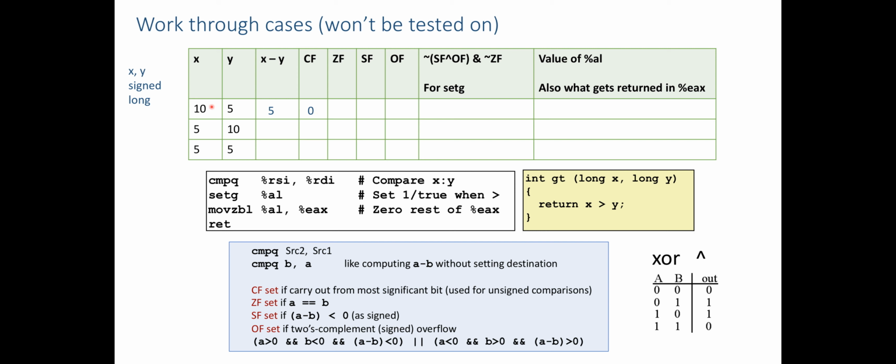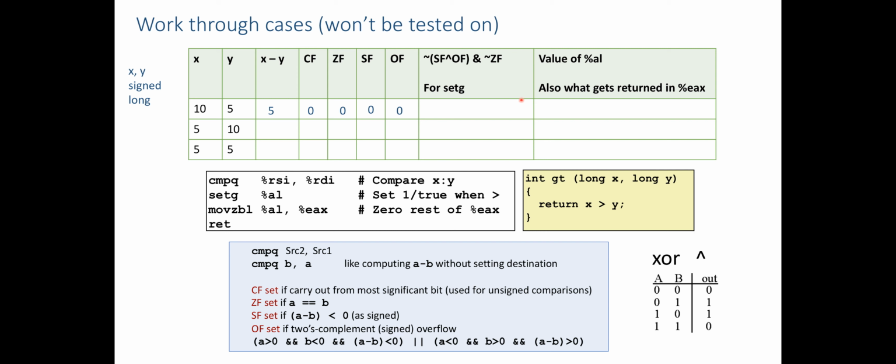Then these two are not equal to each other. So you see here that the ZF flag will also not be set. It will remain 0. Now, A minus B, 10 minus 5, is not less than 0. So the sign flag remains set to 0. And in this case, there certainly is no overflow going on for this particular example, 10 minus 5. So the overflow flag will also not get set, right? So that's this one down here.